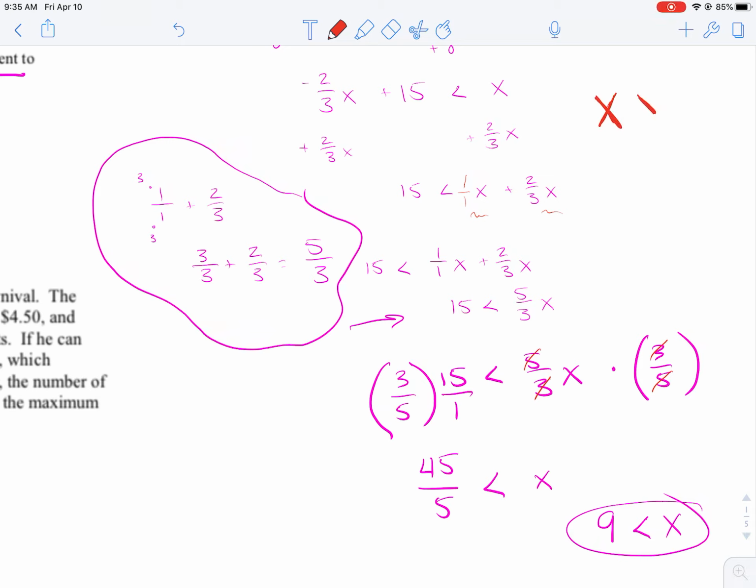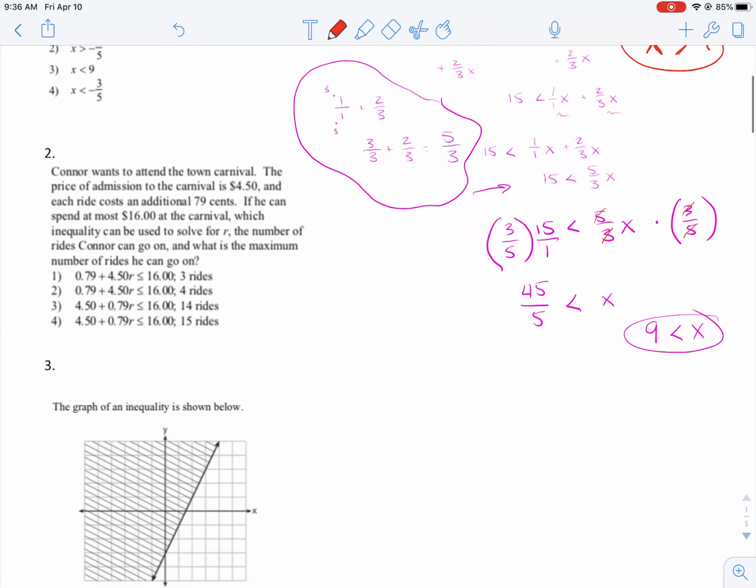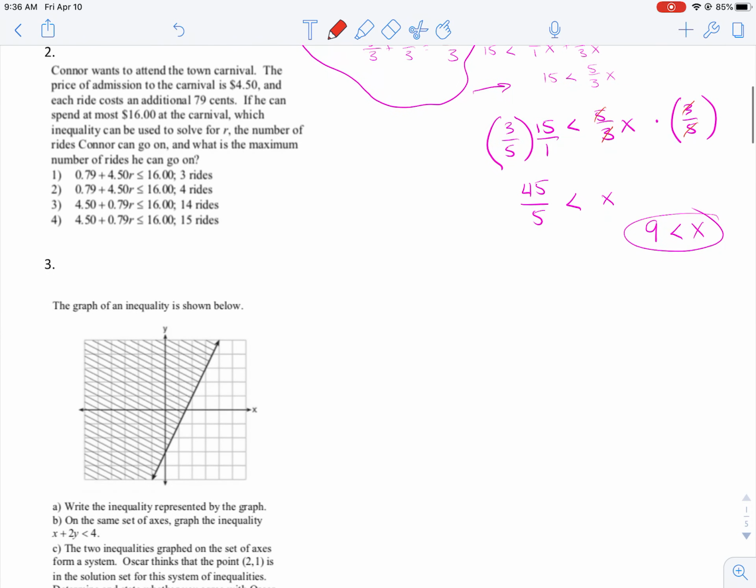Okay, now be careful. Our variable's on the right. We need to convert it to the left. So when you put it on the left, make sure you bring that sign with it. All right. So there's our answer. X is greater than 9. And do we see that over to the left here? We sure do. So that's what we were looking for. That's number 1.